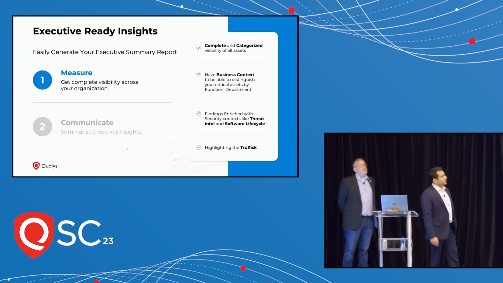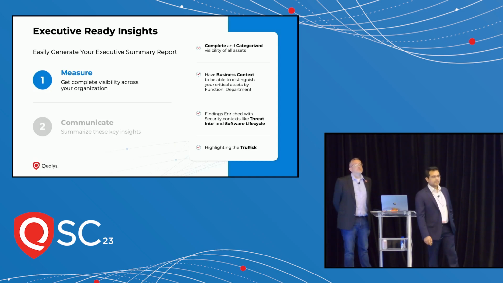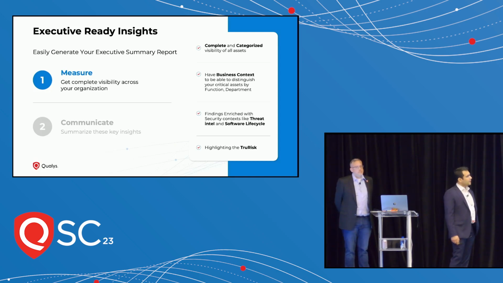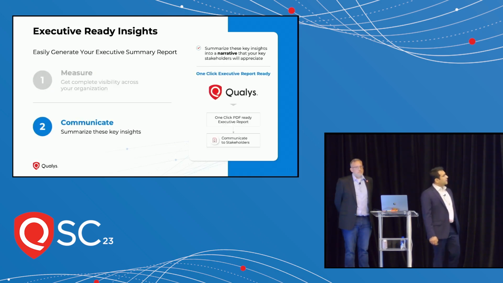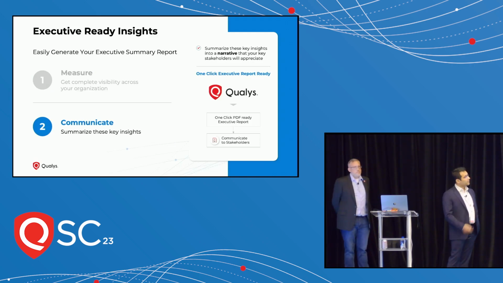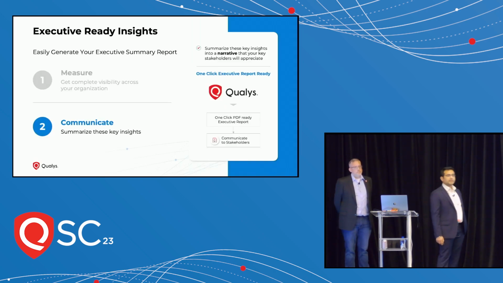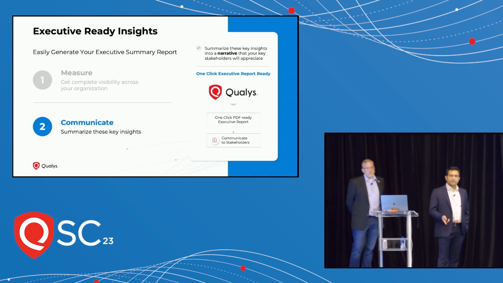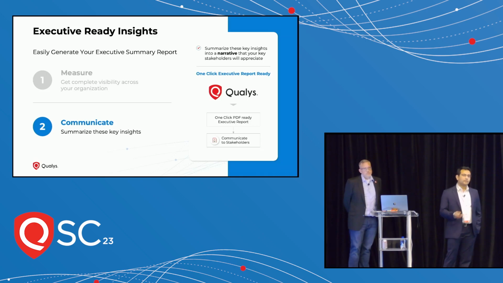Findings, which are enriched with our threat intelligence feeds and software lifecycle information that cybersecurity asset management gets you, right? And of course, bubbling up the assets using the TruRisk, right? So effectively, when you have all of this context, it's time to communicate with one-click reports that you can download now from Qualys for the three modules that we have, which is External Attack Surface Management, Cybersecurity Asset Management Tech Debt, and VMDR TruRisk. So these will be available for these three modules.